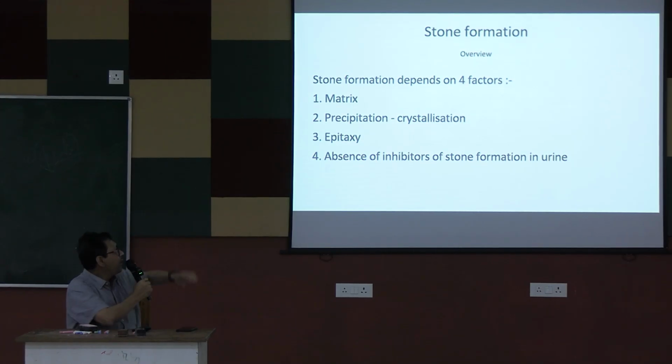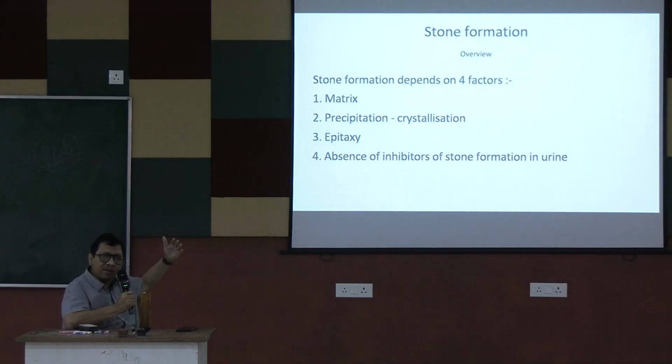These are the basic mechanisms, as I have said: precipitation, matrix and epitaxy, and stone formation is prevented by inhibitors. If citrate and other substances are absent, they help in the formation of the stone. Remember this, because this is a commonly asked theory short note. That's why I'm giving importance for you to understand. Even if you don't read, you can write it down, because if you understand the pathophysiology of stone formation.